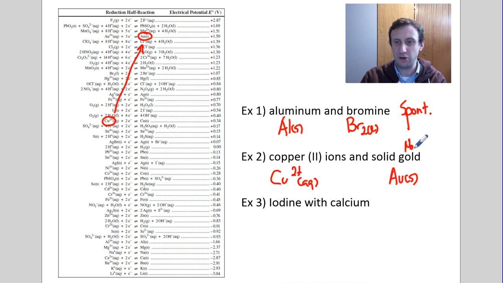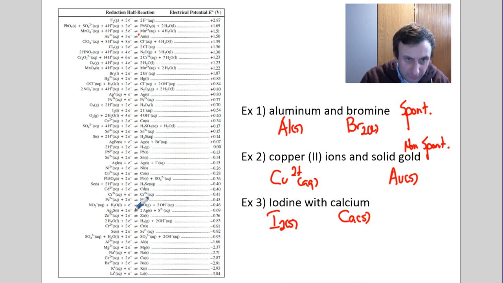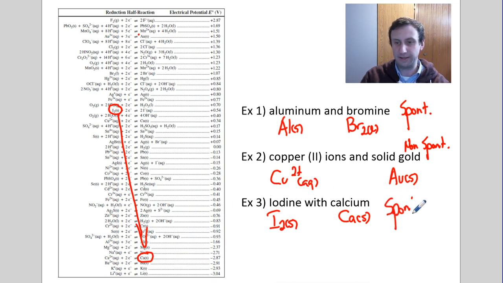So this is non-spontaneous. Okay, finally, iodine with calcium. I've got I2 solid, and calcium is Ca solid. If I take a look, and I should erase this first, I2 is right here, and then I have calcium somewhere on the right-hand side. Oh, there it is, way down there. This is definitely spontaneous. Look at how downhill that is. Fantastic. So I know that this is a spontaneous reaction as well.